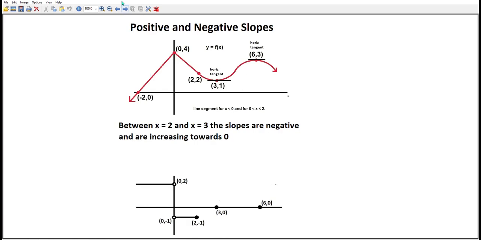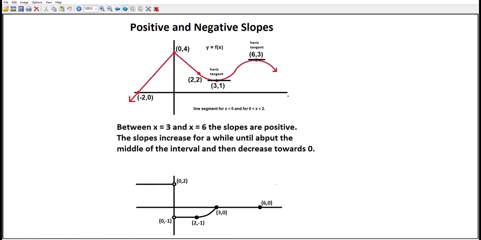Now, between x equals 2 and x equals 3, we can see that the derivative is negative, but it gets less negative as we approach 3, which means that the derivatives are going to be negative, but increasing towards 0, and that gets us this sort of a shape.